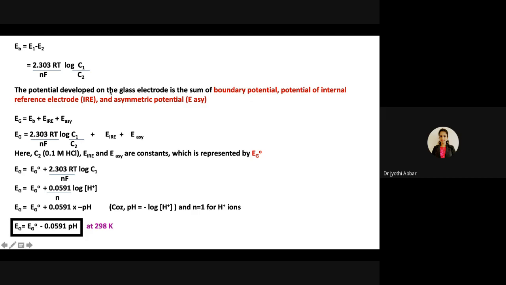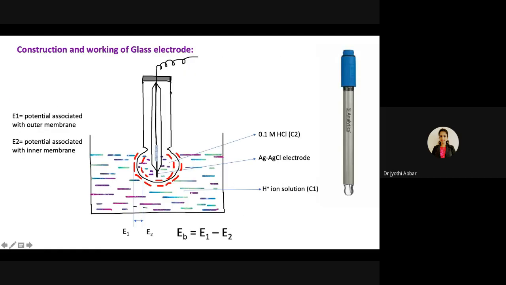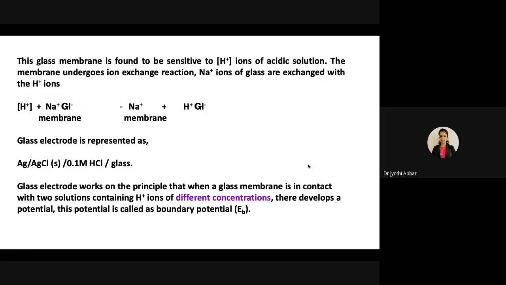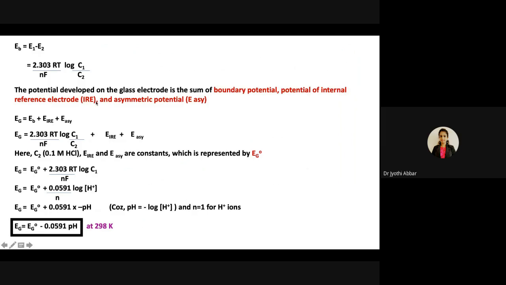So this is one potential. Another potential is the potential of the internal reference electrode. We have taken this Ag/AgCl electrode, right? So it will have its own potential. We cannot neglect that. We have to consider the potential with respect to this Ag/AgCl electrode also, which is represented as the internal reference electrode, IRE. And then there is one more parameter on which it is dependent, that is the asymmetric potential, E_asy.